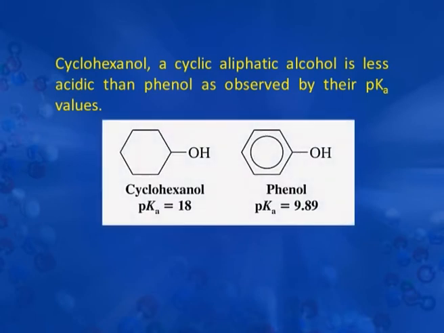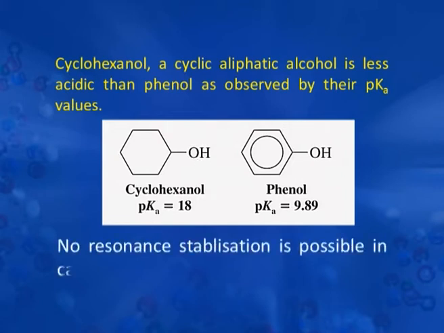Here in this example, we have cyclohexanol, which is a cyclic aliphatic alcohol, and phenol, which obviously is the aromatic alcohol. Now, out of the two, phenol has higher acidity compared to cyclohexanol, which is also shown in the form of its pK values. Now, the question is already answered in the earlier slide: the phenoxide produced after the dissociation of the OH bond of phenol is stabilized by resonance, whereas the alkoxide anion produced here after the dissociation of the OH bond in cyclohexanol has no such resonance stabilization possible.